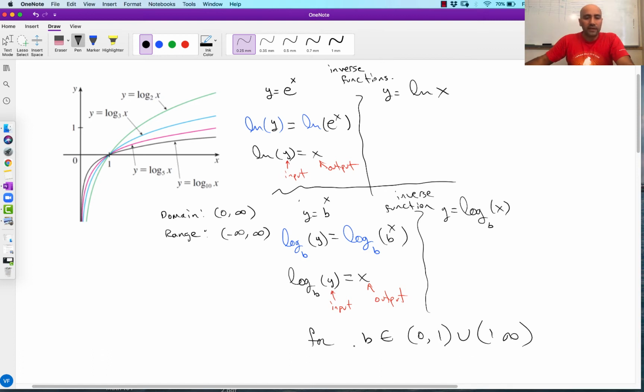Now in this section, what we're interested in is figuring out the derivative with respect to x of log base b of x. That's what we're interested in figuring out in this section. Okay, so let's get to it.